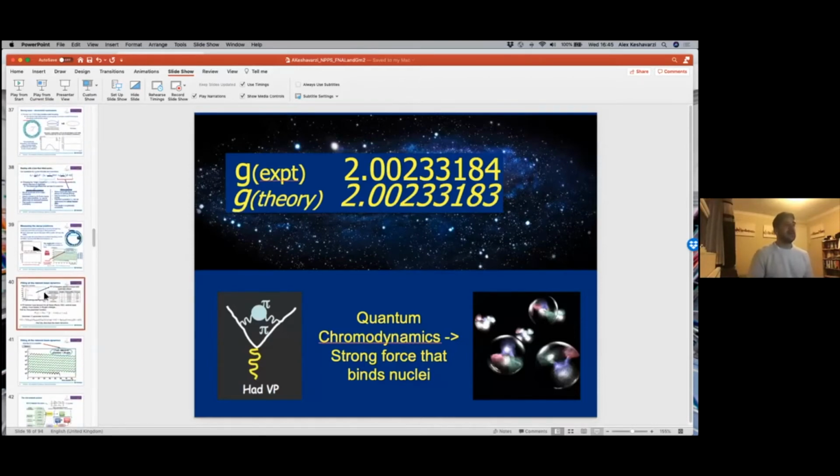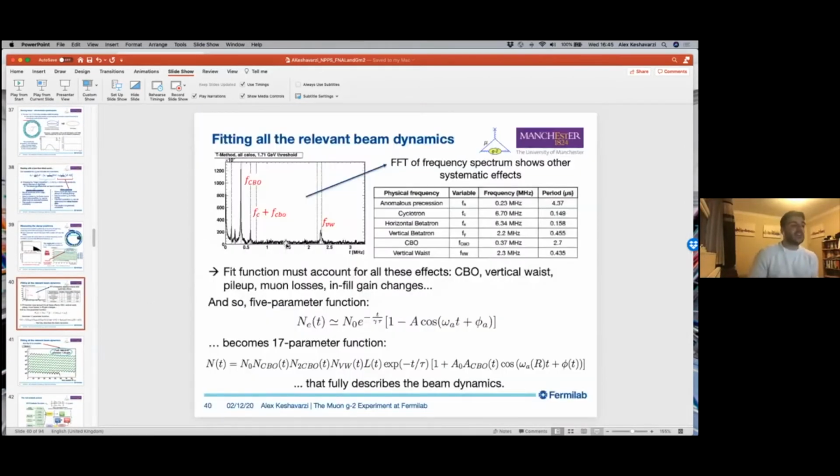So this frequency spectrum shows you that we're picking up other frequencies other than the precession frequency. Once we incorporate those into this fit function, all of these frequency spectrums will disappear, and you end up with just a flat line at the bottom. That shows you that nothing from the beam dynamics bleeds in here and affects the value of the measurement that we want.